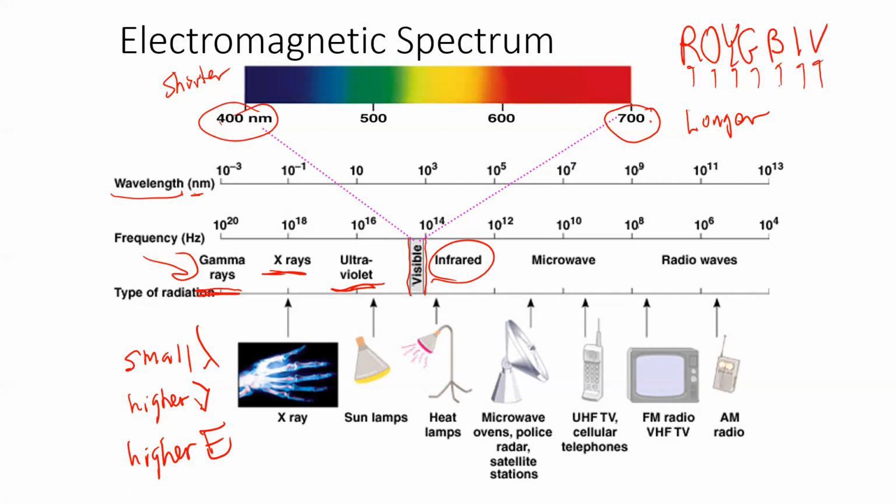So I hope you enjoyed this video and it helps you understand the properties of light, which are amplitude, wavelength, and frequency, and how we've related them to different forms of electromagnetic radiation, and for our next video when we discuss energy.